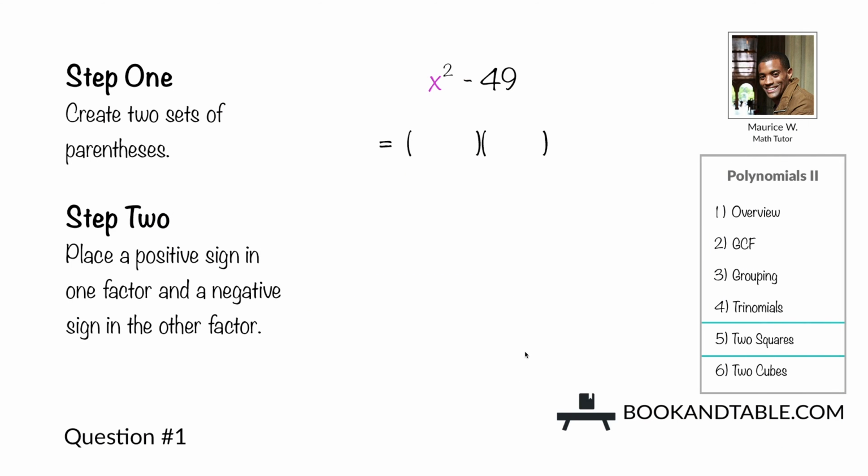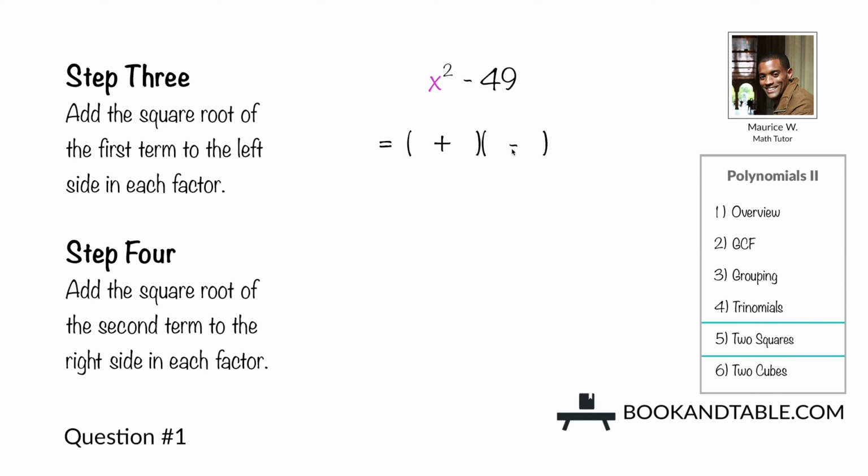Question number 1, we were given x squared minus 49. Step 1, create two sets of parentheses. This is where we'll place our factors. The next step, we want to place a positive sign in one factor and a negative sign in the other factor.